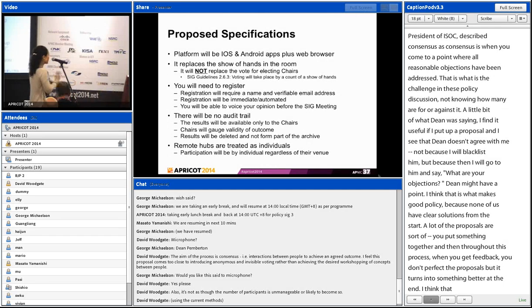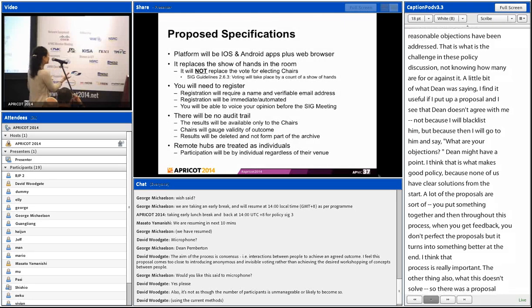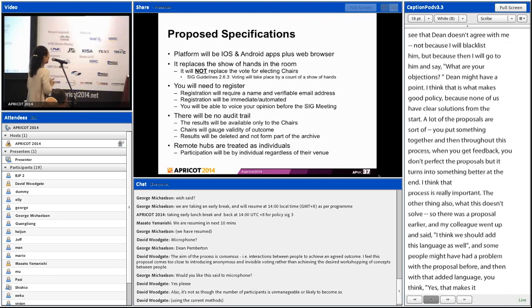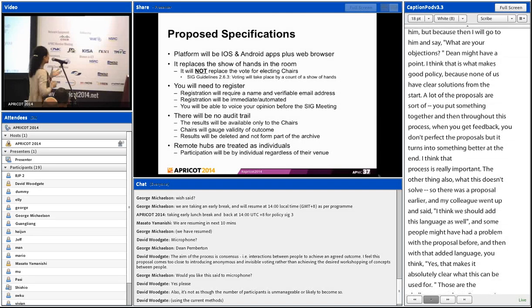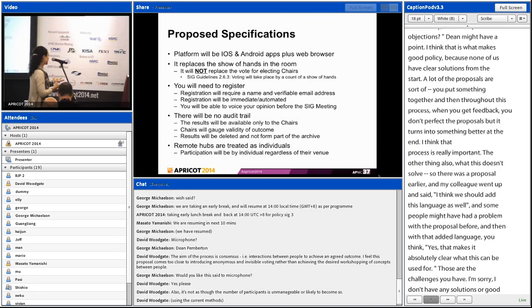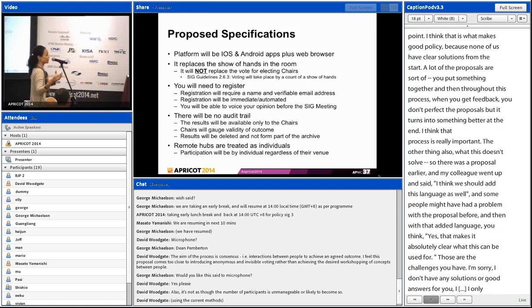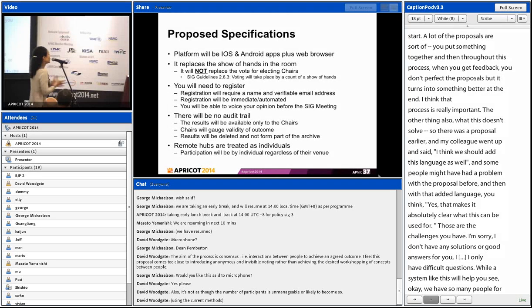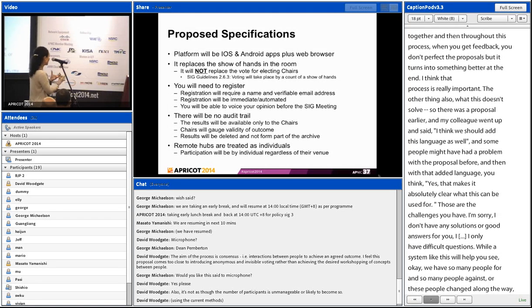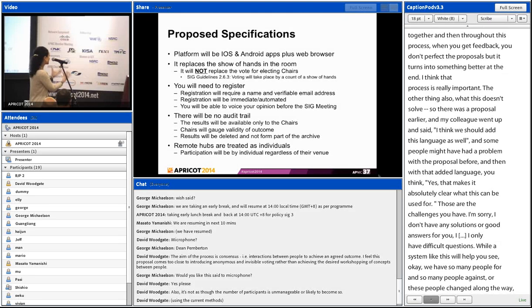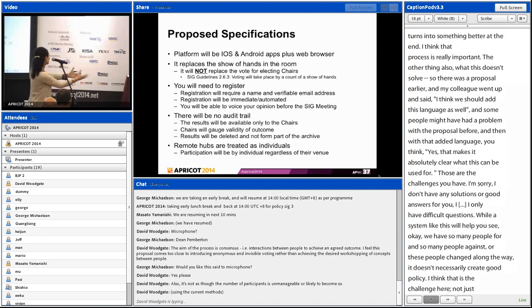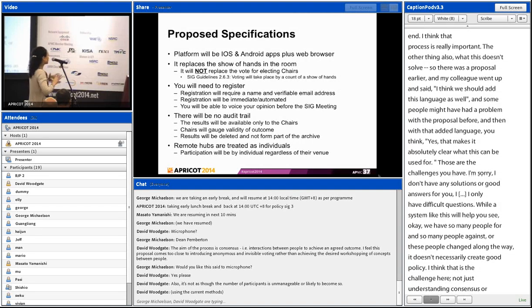So I think those are challenges you have. And I'm sorry, I don't have any solution or any good answers for you. I only have difficult questions. While a system like this will help you see, okay, we have so many people for and so many people against, and how these people changed along the way, it doesn't necessarily create good policy. And I think that is the challenge here. Not just understanding or measuring consensus, because consensus is a process as well, but then crafting good policy.